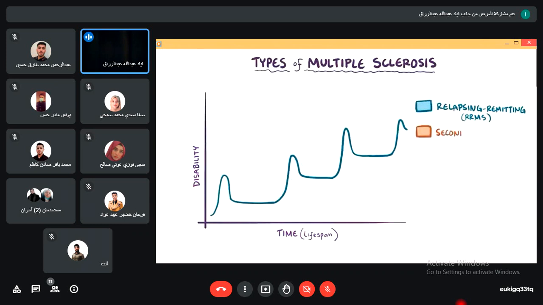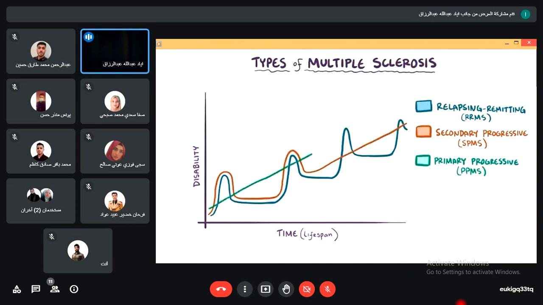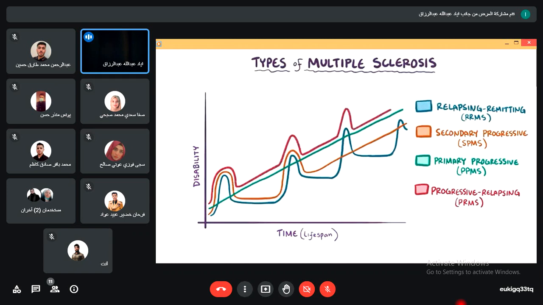Now, the second type is called secondary progressive multiple sclerosis, or SPMS, which initially is pretty similar to the relapsing remitting type. But over time, the immune attack's constant, which causes a steady progression of disability. The third type is primary progressive multiple sclerosis, or PPMS, which is basically one constant attack on myelin, which causes a steady progression of disability over a person's lifetime. The final type is progressive relapsing multiple sclerosis, or PRMS, which is also one constant attack, but this time there are bouts superimposed, which means the disability happens even faster.